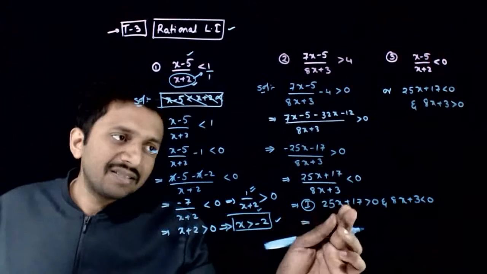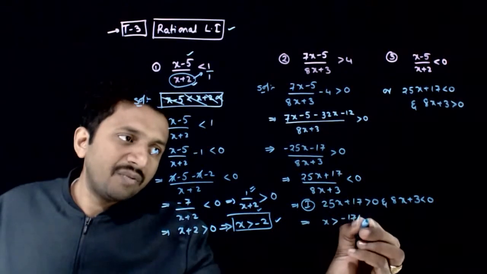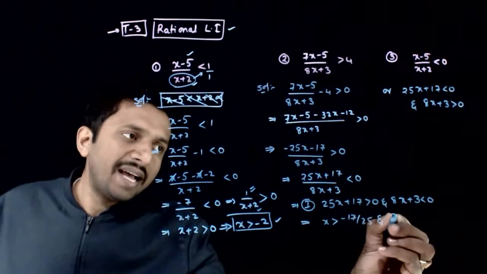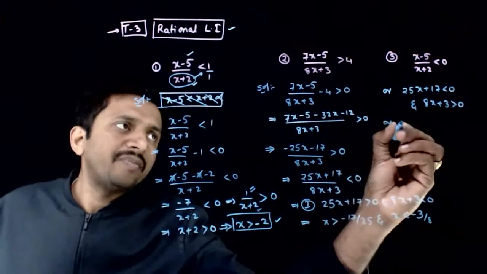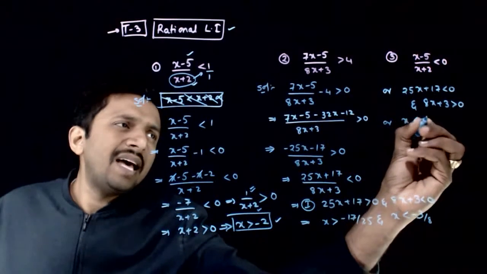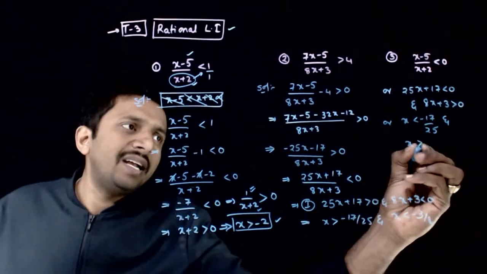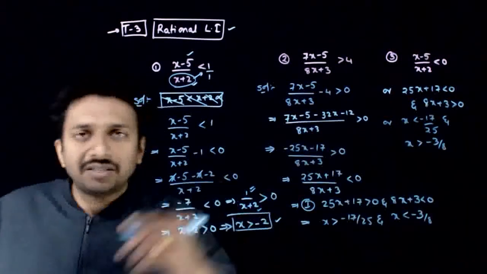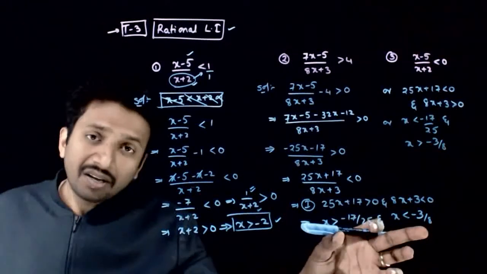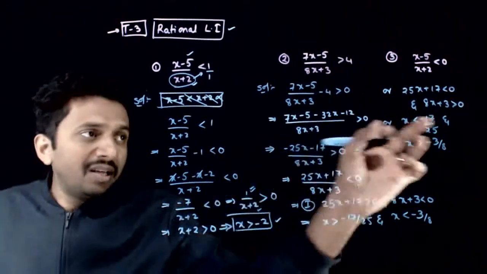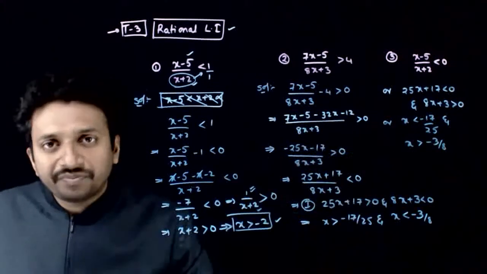So this implies x is greater than minus 17 by 25 and x is less than minus 3 by 8, or x is less than minus 17 by 25 and x is greater than minus 3 by 8. So either this or this. Here you need to find the simultaneous solution, and then you have to find the union of these two.